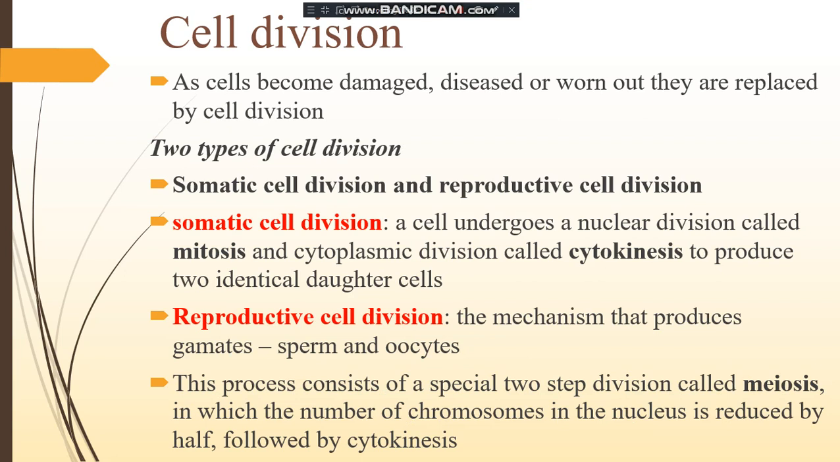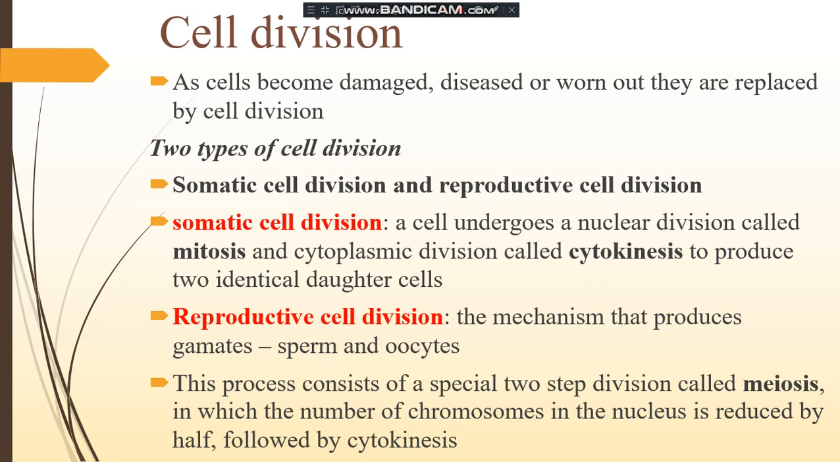Cell division: as cells become damaged, diseased or worn out, they are replaced by cell division. Not only by this, but as a part of growth of tissues, cells are also getting divided and multiplied by the cell division process. So basically, there are two types of cell division. This is just for your understanding. You have to understand what is happening in our body. We have somatic cell division as well as reproductive cell division.